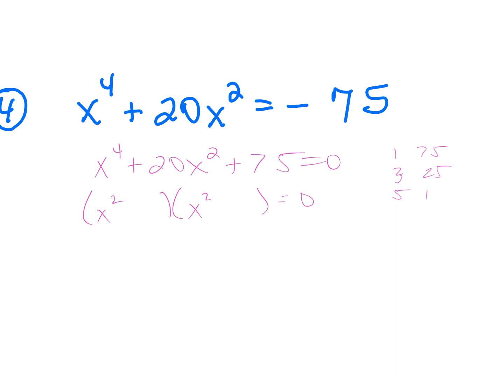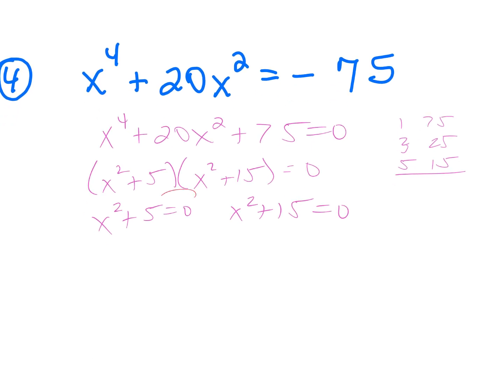What about, Gombar, what'd you say? 15 and 5. 5 times 15 is 75. 5 plus 15 is? 20. Perfect. So plus 5 and plus 15. Check to see if you can factor any more. Do you have the difference of perfect squares? No. So we just have to say, all right, well, x squared plus 5 equals 0, and x squared plus 15 equals 0. Move 5 to the other side.